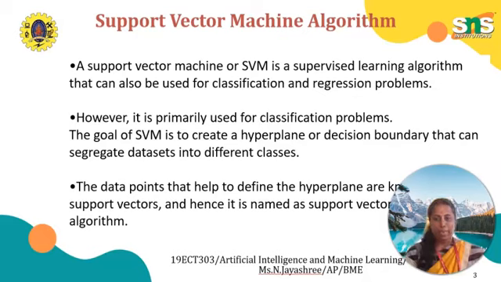So what do we mean by the support vector machine algorithm? Support vector machine, or SVM for short, is a supervised learning algorithm that can be used for classification and regression problems. However, it is primarily used for classification problems. The goal of SVM is to create a hyperplane or decision boundary that can segregate data sets into different classes. The data points that help to define the hyperplane are known as support vectors. Hence, it is named the support vector machine algorithm.